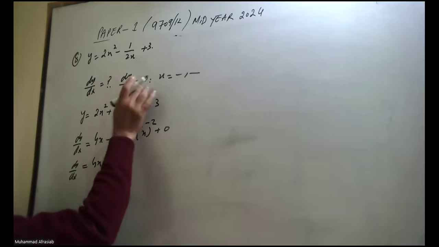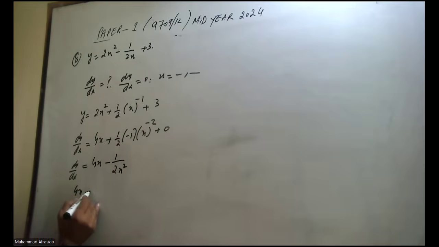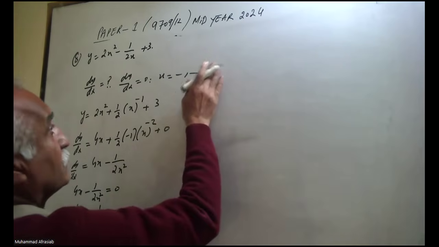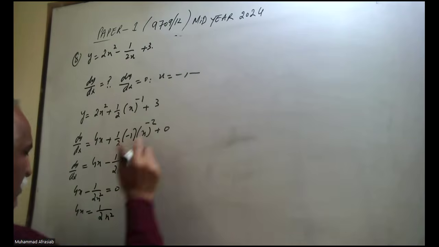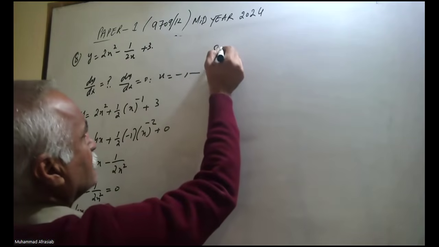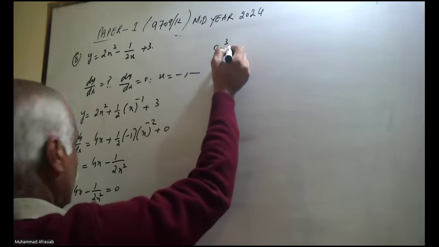Now we put dy by dx equal to 0. So 4x minus 1 over 2x squared equals 0, or 4x is equal to 1 over 2x squared. This will become 8x cubed equal to 1.